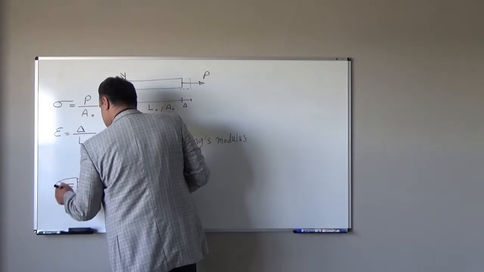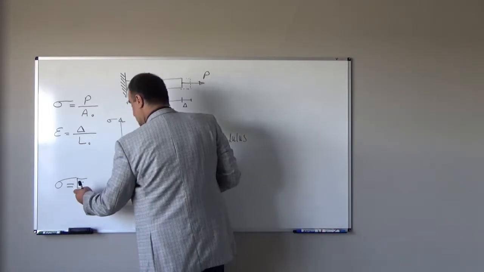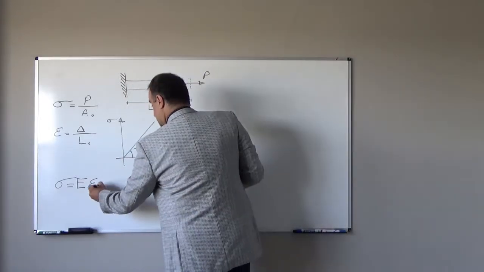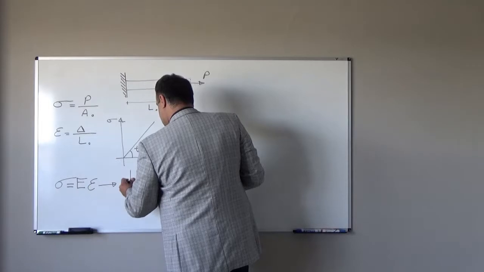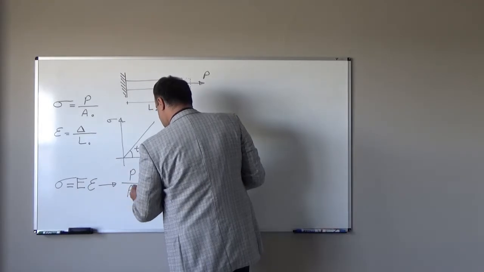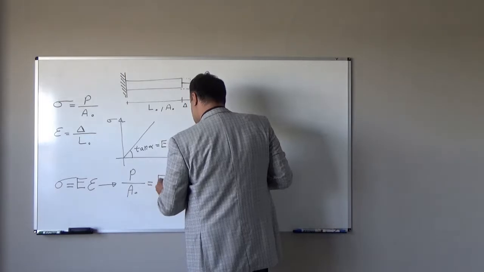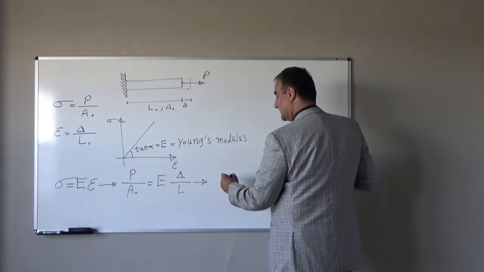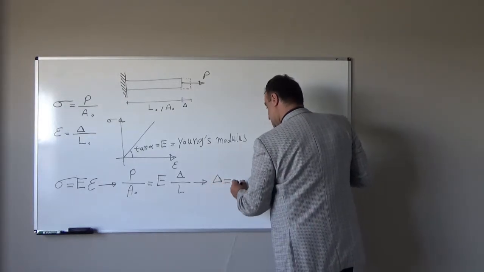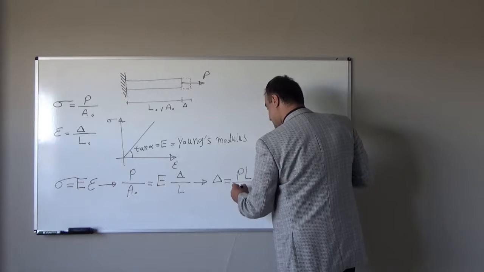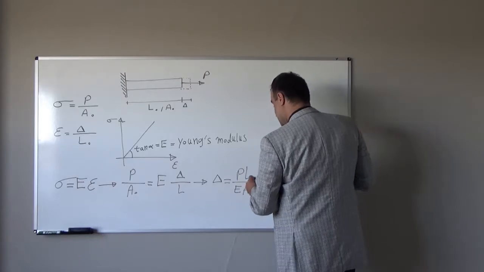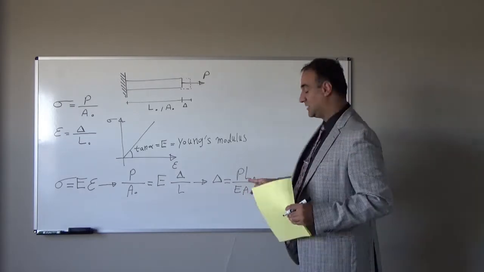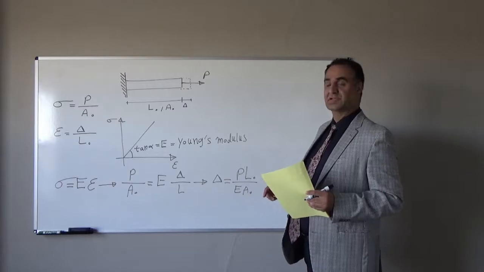Hooke's law in material is sigma, stress, is equal to E, Young's modulus, times epsilon, strain. From here, because sigma is equal to P over A naught, and is equal to E times epsilon, which is delta over L, from here the deformation delta will be P L over E A. Of course, I can add here L naught and A naught, meaning initial length and initial cross-sectional area.